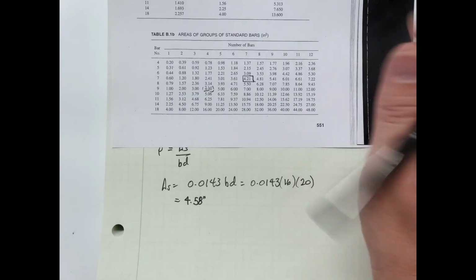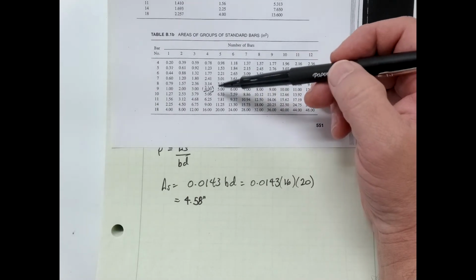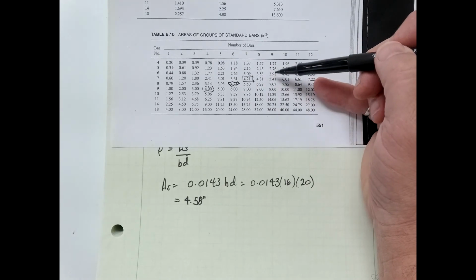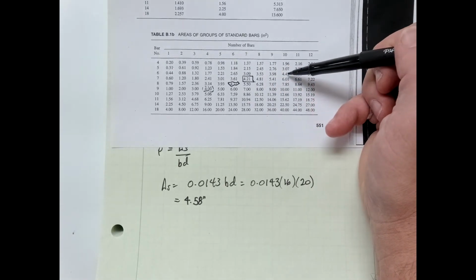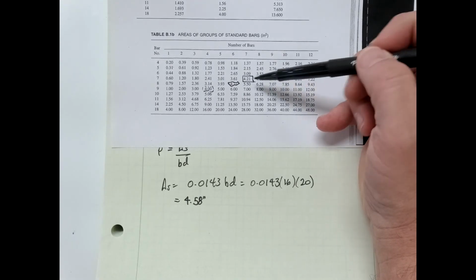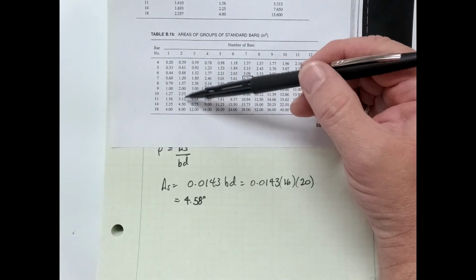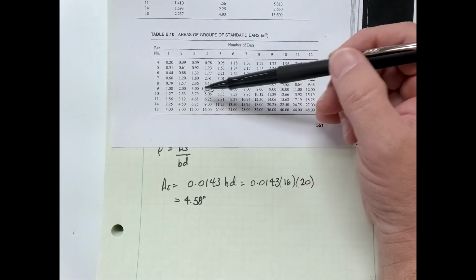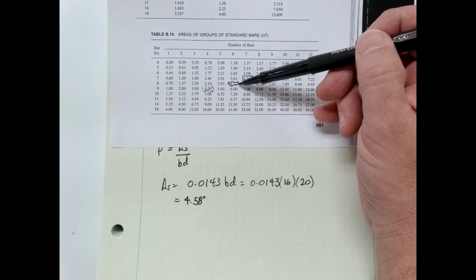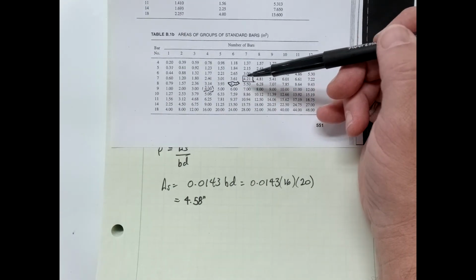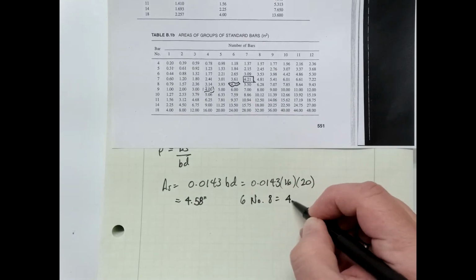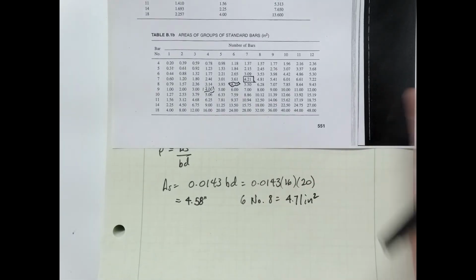Back to our design guide, 4.58. It's a possibility. Really don't like that. We'll go with 4.71, 6 number 8s. It's 4.71 square inches. So now we have our steel design.